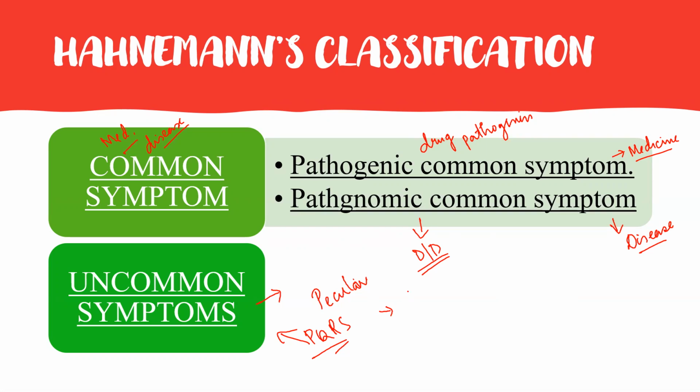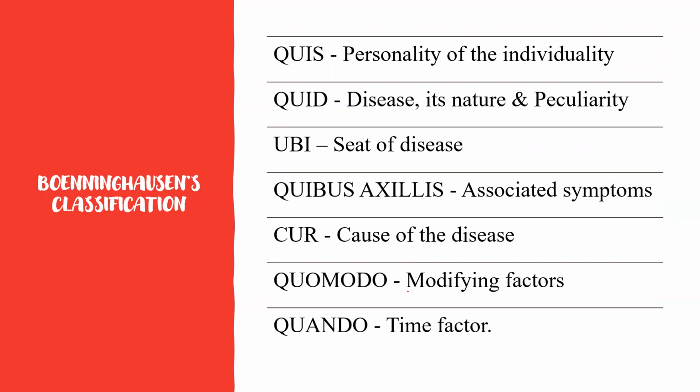So once again, Hahnemann has classified symptoms into common symptoms and uncommon symptoms. Common symptoms: the first one is pathogenic symptoms, depending on the medicine, and pathonomic symptoms, depending on the disease. Uncommon symptoms are peculiar in nature, the PQRS symptoms. Next one, Bonninghausen's symptoms. We will deal with Bonninghausen's and Boger's classification together. I will finish it off.